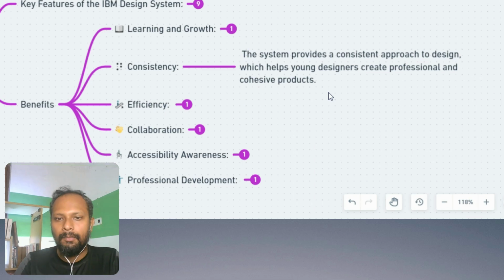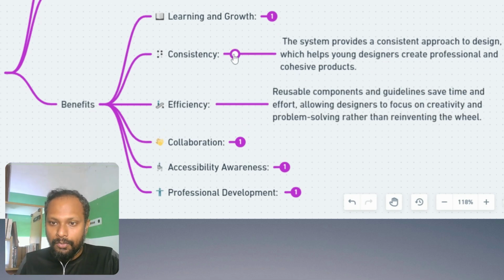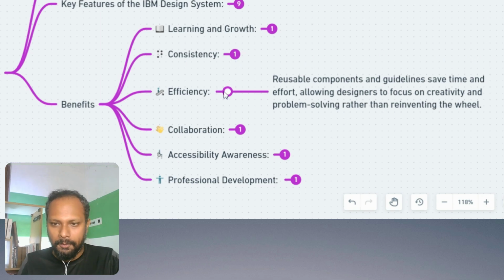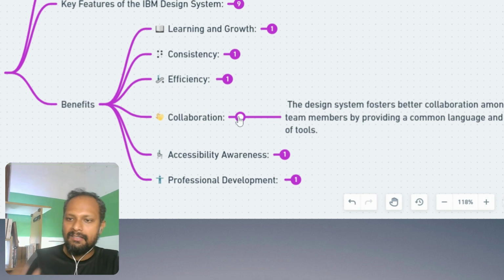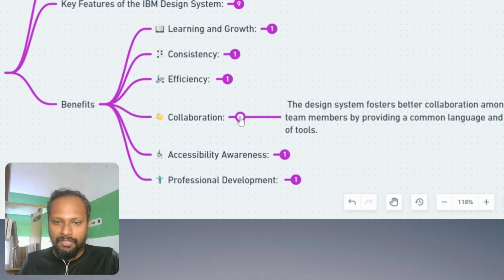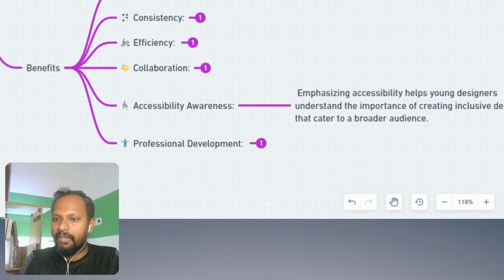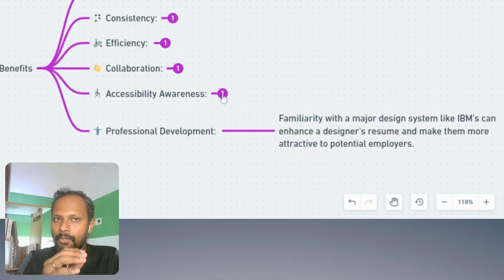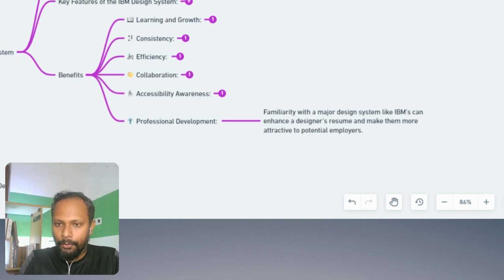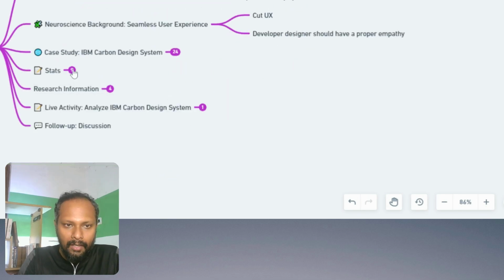This system provides a consistent approach to design which helps young designers create professionally and have a cohesive product development. And it improves your efficiency. I already told you very clearly. Reusing these components and guidelines can save a lot of your time and effort. It is a collaborative platform where the design system fosters a great collaboration, and team members and community can answer your questions, and they will have a common language and set of tools. And also it is accessibility awareness. So this emphasizes the need for inclusive design. This is very important. And also as a professional, you will develop a lot of community sense and awareness. This enhances the designer's portfolio and resume, and makes them more attractive to potential employers. That is a major advantage which I understand from what it is doing in the industry.